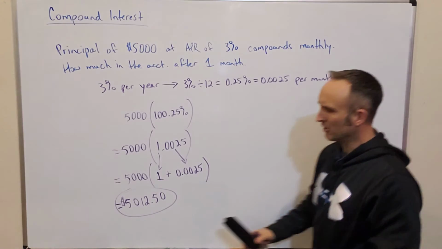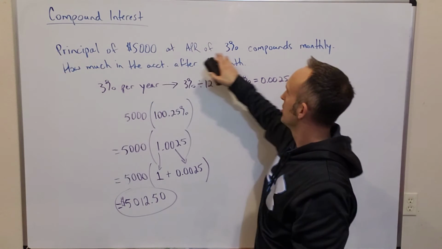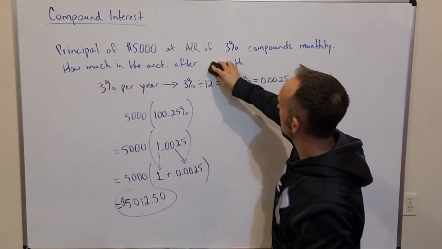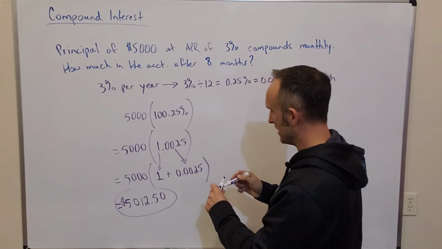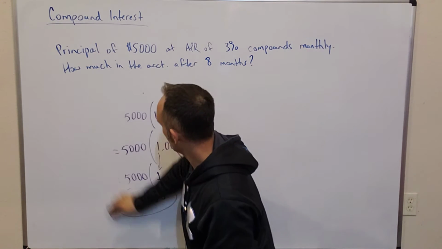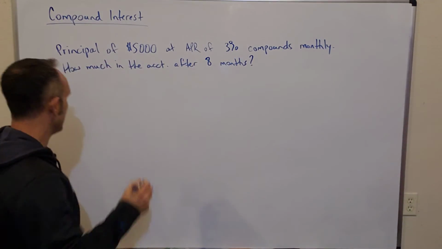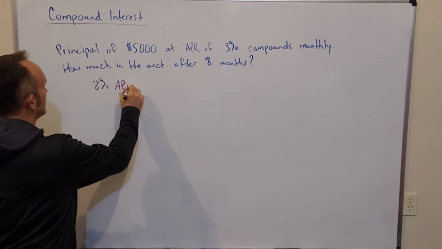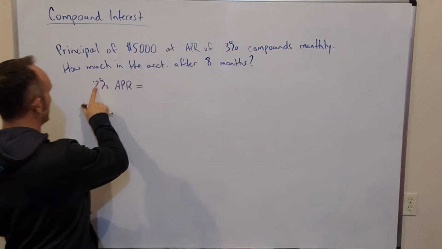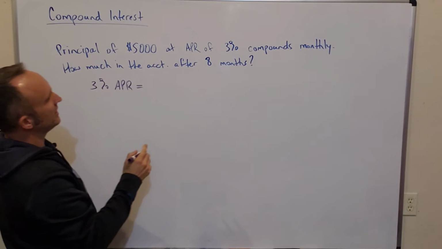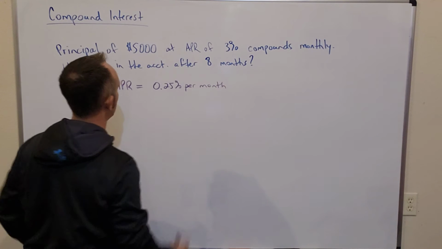Okay? Now, let's ask a harder question. We still have the same setup. $5,000, 3% per year, compounds monthly. But now I'm going to say, how much will be in the account after 8 months? How much in the account after 8 months? Okay, so here we go. We already know, because of the previous problem, that our monthly interest rate, so 3% APR per year equals 0.25% per month.